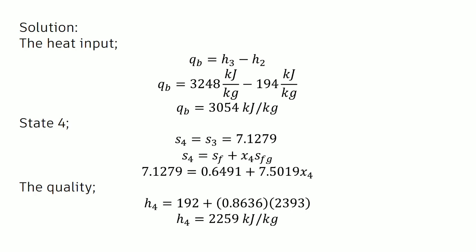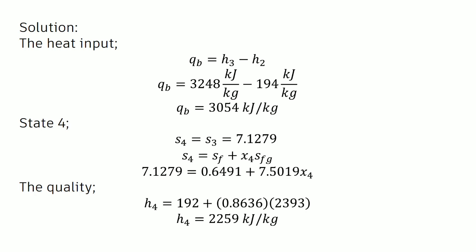We have here 7.1279 equivalent to 0.6491 for our saturated liquid specific entropy plus the difference between the saturated liquid and vapor of our specific entropy, 7.519, multiplied by our unknown quality x at state 4. We now have the quality x at state 4 and the enthalpy to be 2259 kilojoules per kilogram.